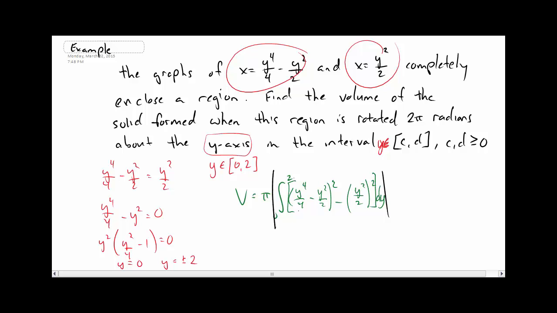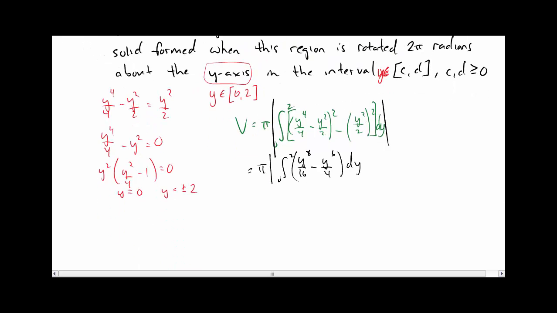Whew, that's a big one. But it's not so bad. We can deal with this. We've got pi times the absolute value, integral 0 to 2. We're going to simplify what's inside. We square the binomial. We combine like terms. And we're going to get y to the 8th over 16 minus y to the 6th over 4 dy. And that is something that we can integrate.